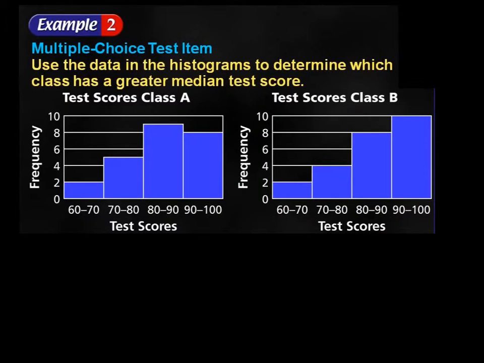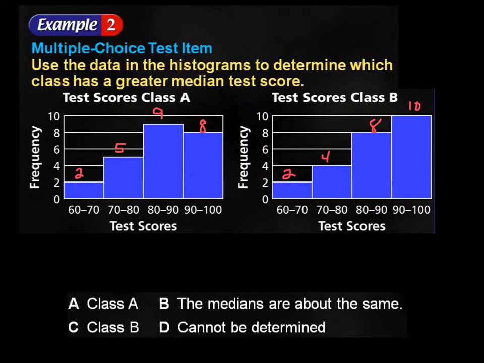Use the data in the histograms to determine which class has a greater median test score. Both sets of data have 24 items. So again, 24 divided by 2 is 12. So to find the median, it's going to be between the 12th and the 13th items here. So I've got 2 plus 5, that's my 7th, plus 7, plus 9 is 16.